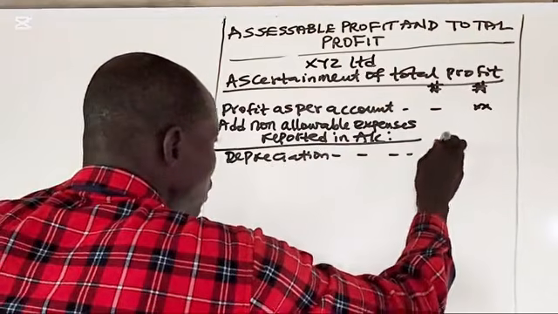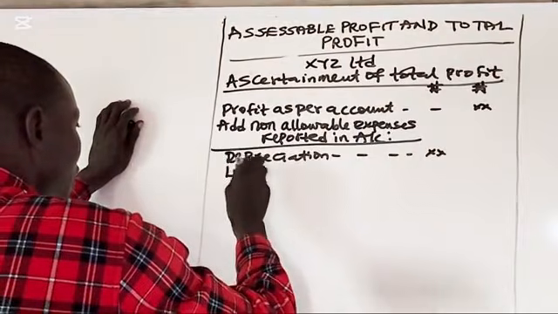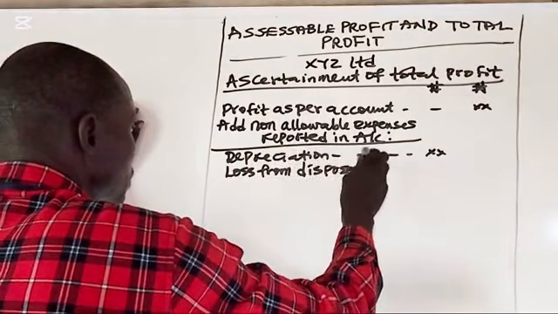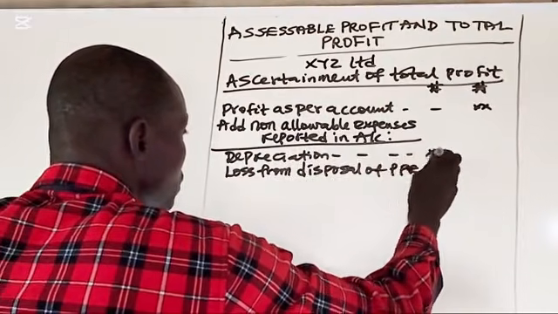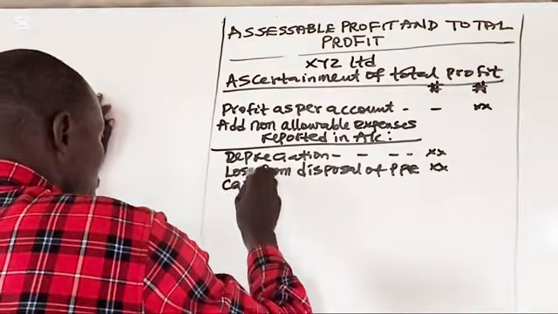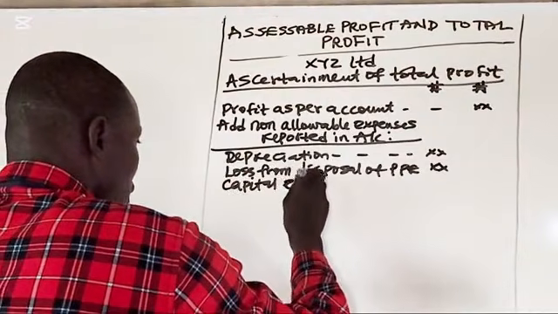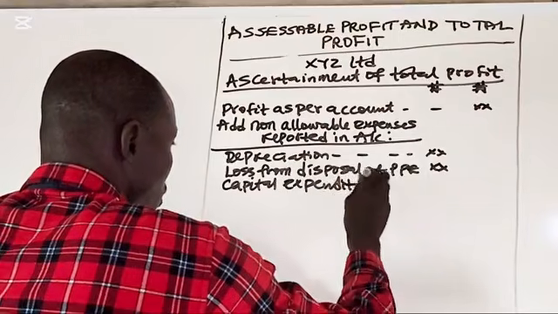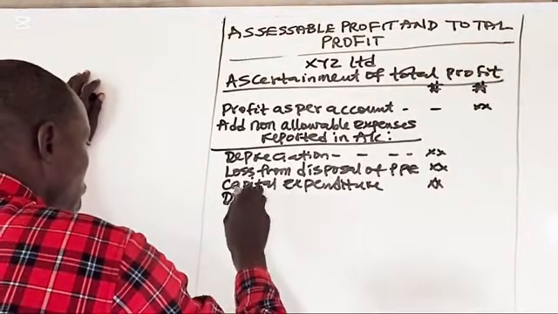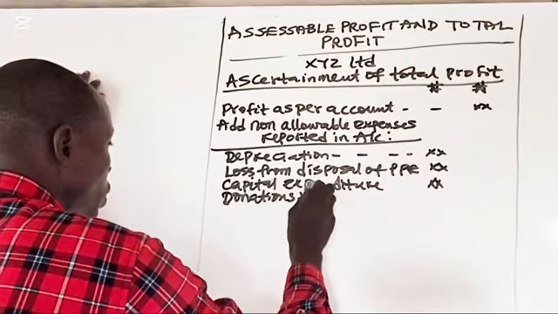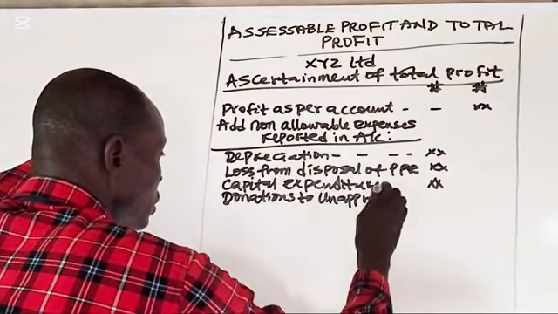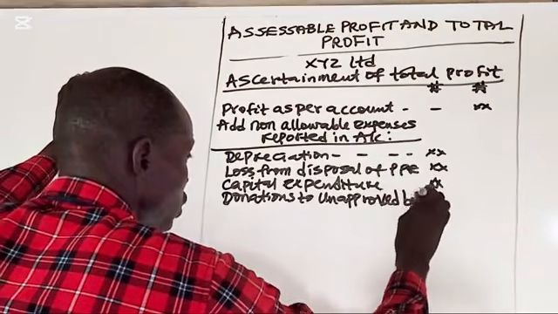Depreciation is not allowable. Loss from disposal of PPE, capital expenditure, are not allowable. Then donations. Donations to non-approved bodies.